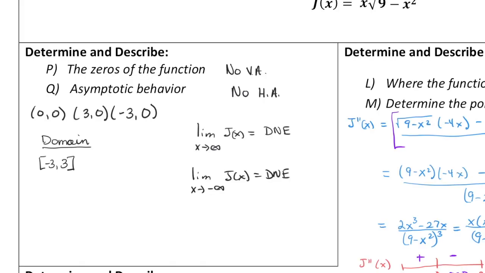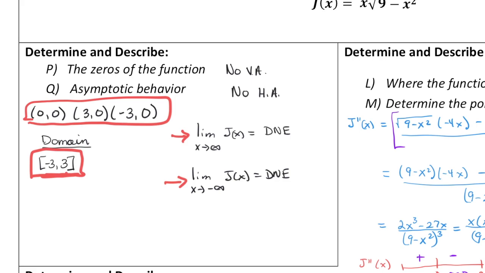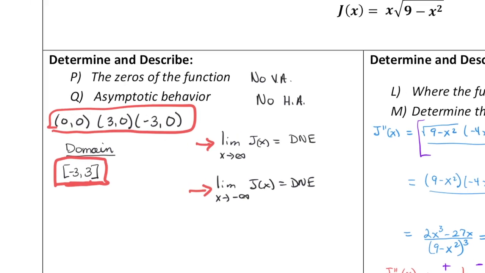So one of the most important things you should have noticed is that the domain is going from negative 3 to 3. Now with that domain restriction, that tells you that you have no horizontal asymptotes, and also this problem has no vertical asymptotes. It does have 3 intercepts for us to consider, and that's going to help us graph the problem.